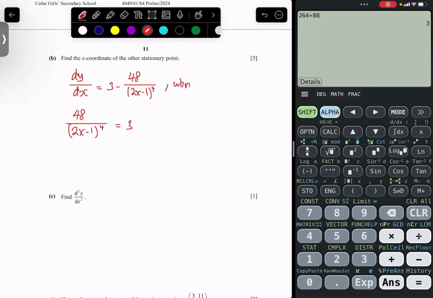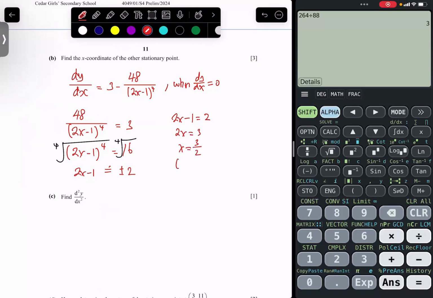Cross multiply, and we'll have (2x minus 1) to the power of 4 equals 16. So taking the fourth root, 2x minus 1 equals plus or minus 2. When I take the fourth root on each side, because this is an even power, I will have plus minus. So 2x minus 1 equals 2, 2x equals 3, x equals 3/2. This is our first point, so we already have it. Or 2x minus 1 equals negative 2, 2x equals negative 1, x equals negative 1/2. That is the answer, because they're asking for the other stationary point.